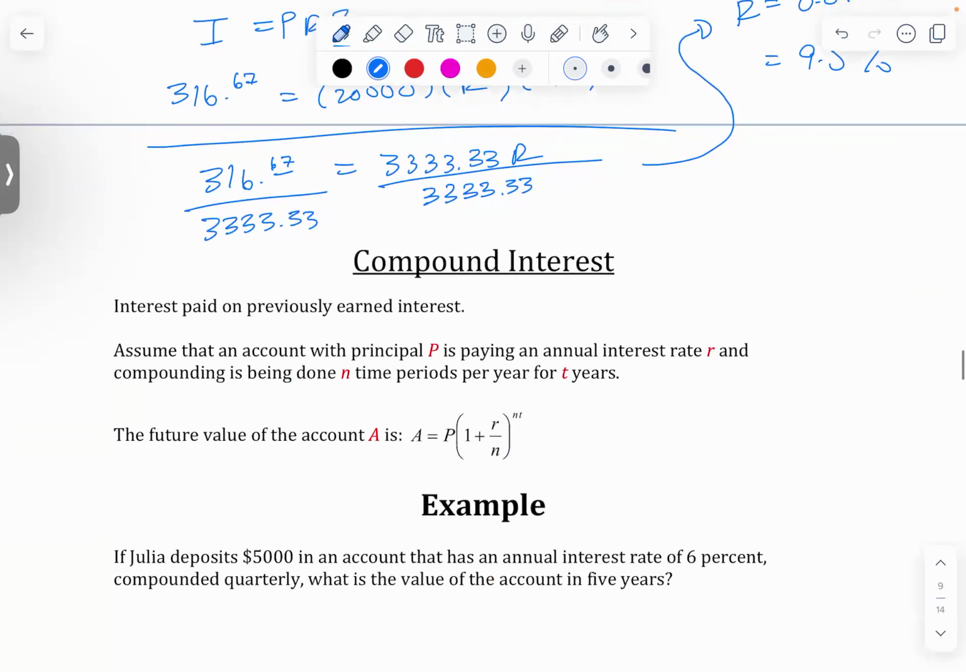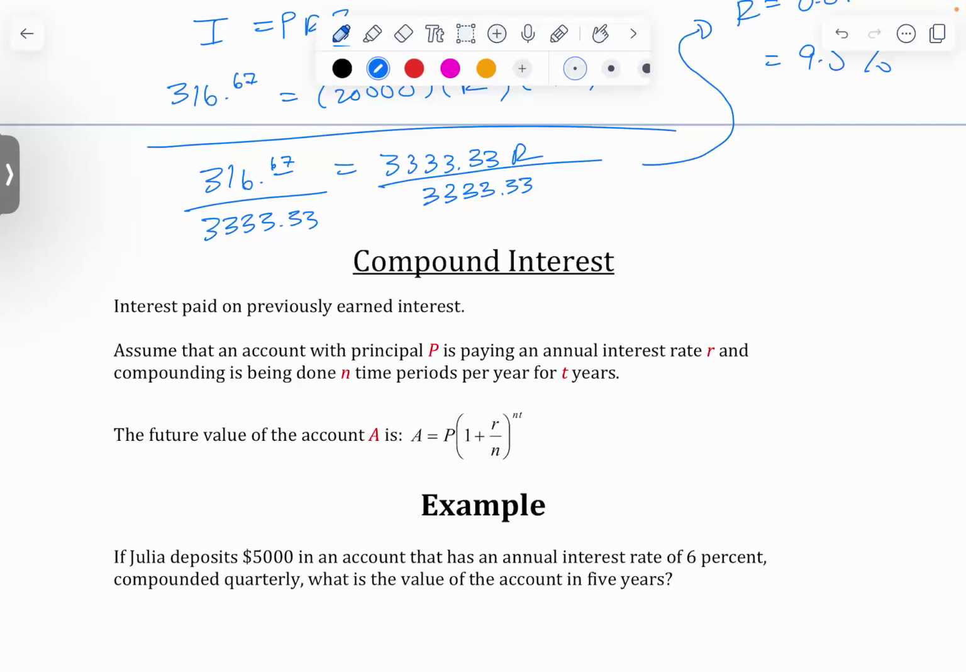All right. Compound interest. Here's getting closer to real world interest. So simple interest is interest only on the principal. But compound interest is interest on interest. And this is how most interest is calculated nowadays.